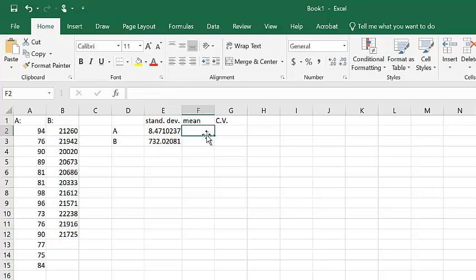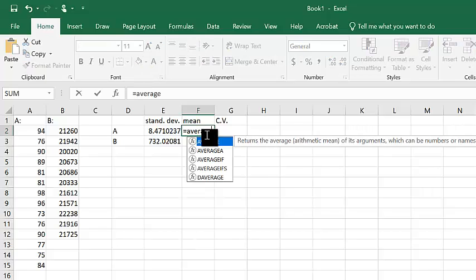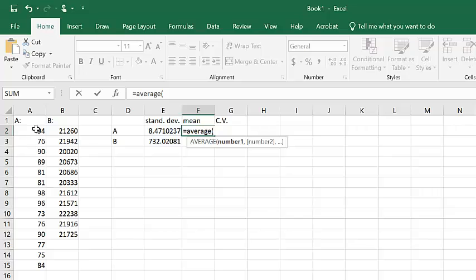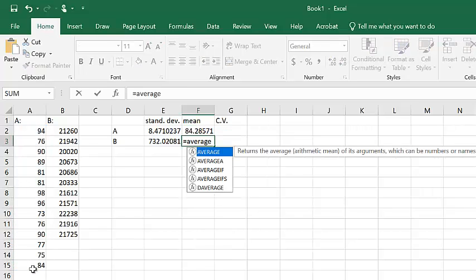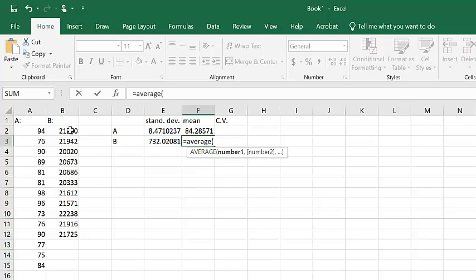And then for mean, the formula is the same. It doesn't matter whether you have a population or a sample, equals average, and select my data, and then equals average and select my data.